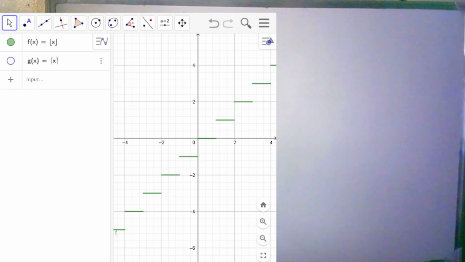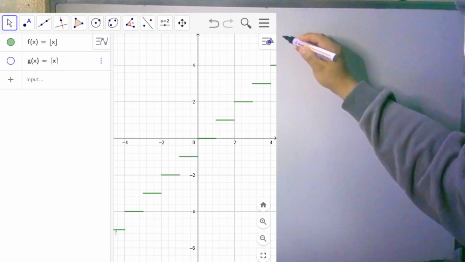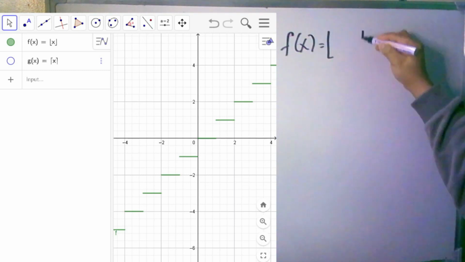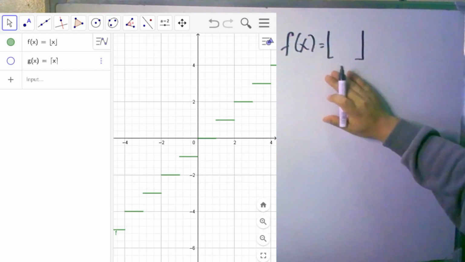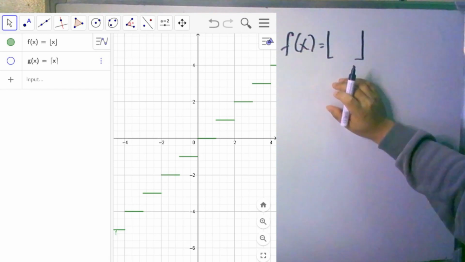So basically there are two step functions. Their specific names are the greatest integer function, the other name for that is the floor function, and the other step function is what we call the least integer function or the ceiling function. So let's start with the first one. We're going to use the notations. When we see this notation, it means we are pertaining to a step function, particularly the floor function.